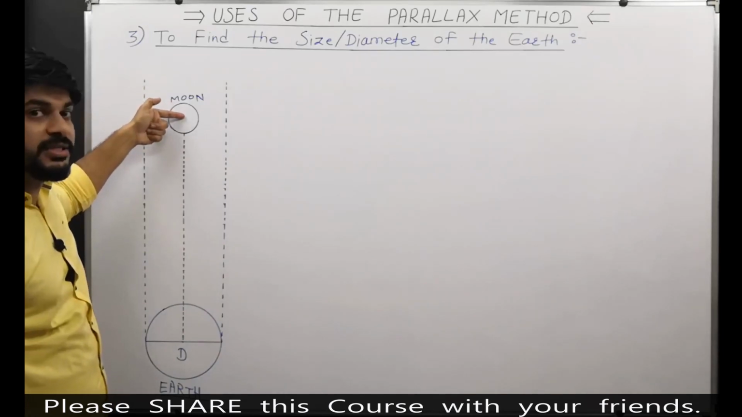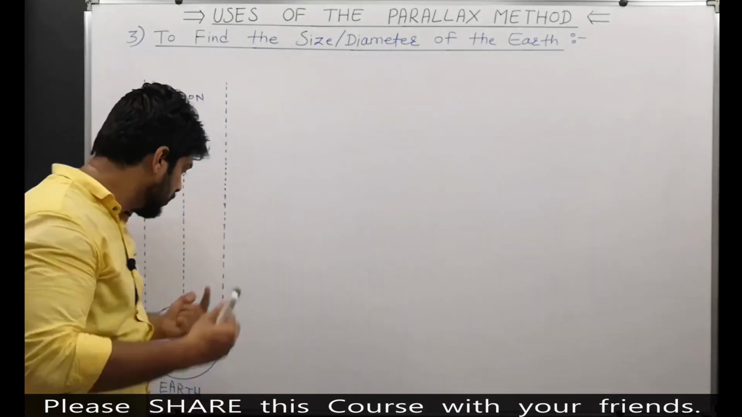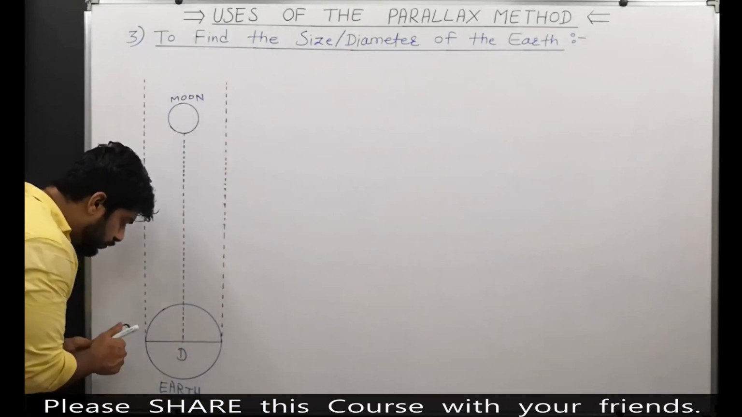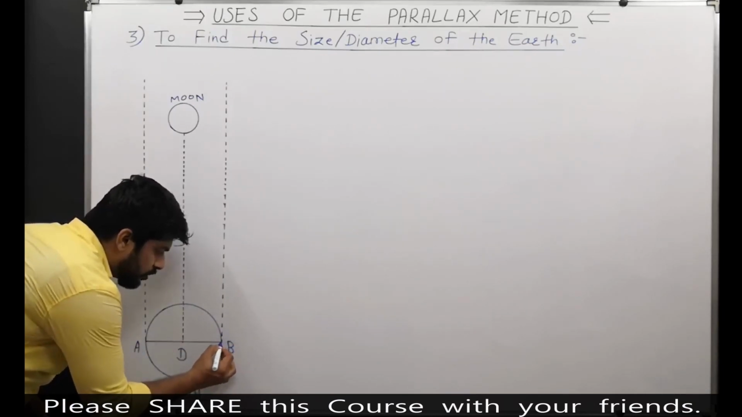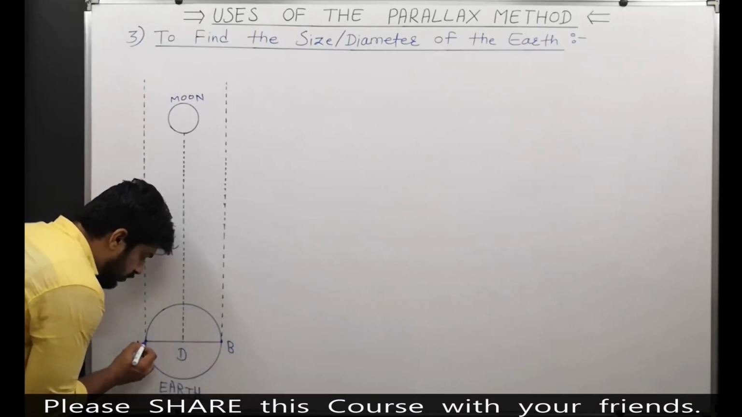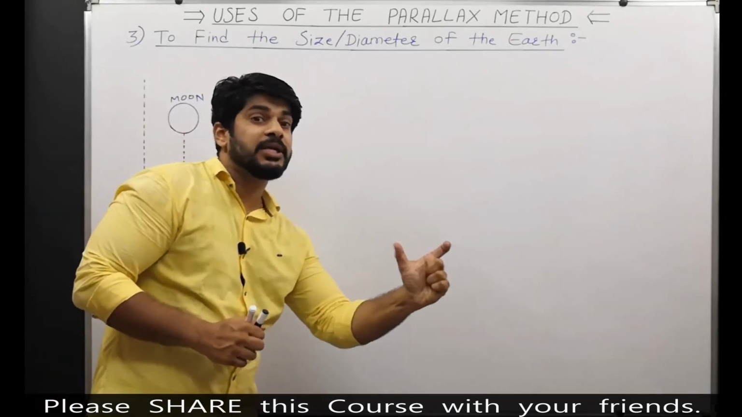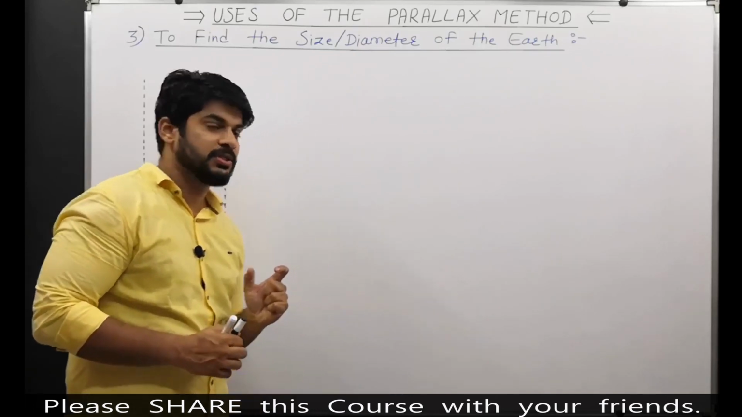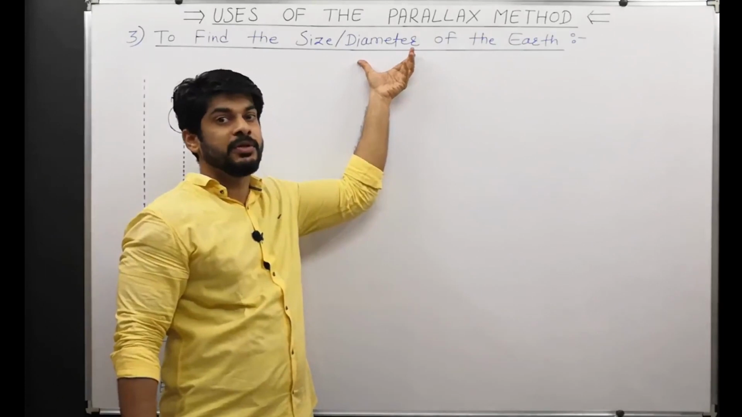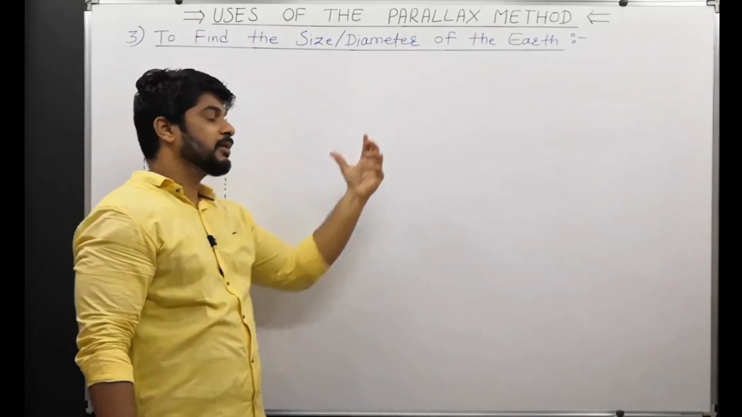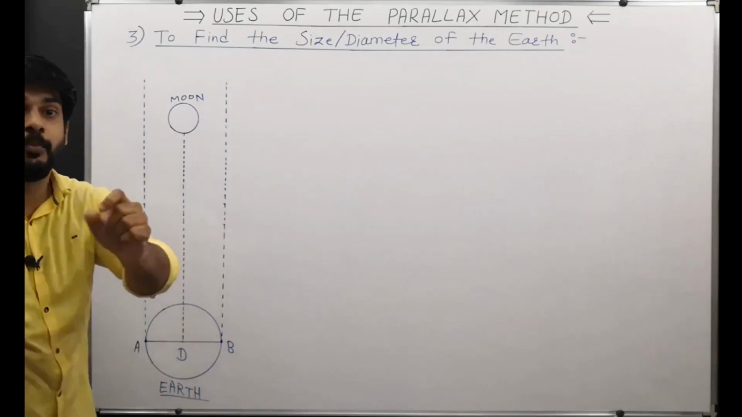So we have chosen the moon as a nearby object and the star as a distant object, but we also require 2 points of observation. So what we do is we choose 2 diametrically opposite points on the surface of the earth, because we are finding out the diameter. That's why we will use the diametrically opposite points.